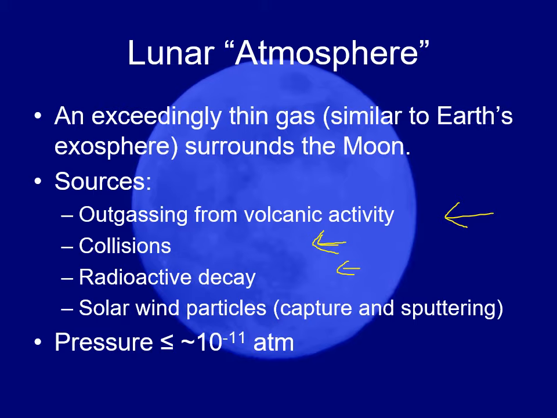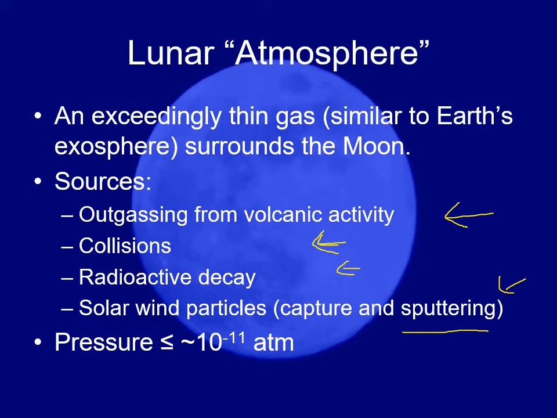The other thing that can happen is that solar wind particles and energetic particles from the sun slamming into the moon can knock atoms loose on the surface of the moon. We call that process sputtering. Or you can actually capture these things. The solar wind particles can be captured by the moon's gravity temporarily and orbit around as just stray gases. So there are several different sources here.